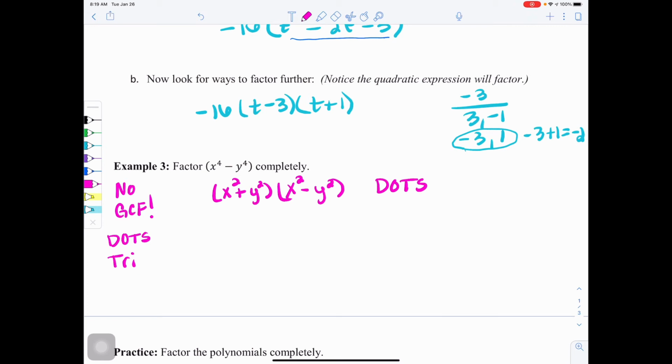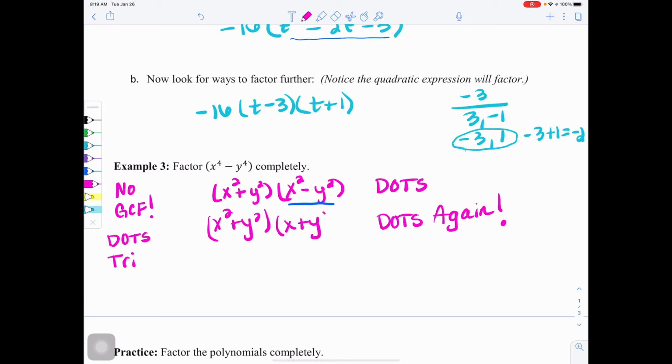Now when I look at this again, I still don't have any GCF. We know that from before. I don't have any trinomials. The first binomial, x squared plus y squared, is already in its final form. However, the second binomial is another difference of 2 squares. X squared and y squared are perfect squares and they have subtraction. So I actually need to do DOTS again. And that can happen. You can repeat the type of factoring. So we would end up with x squared plus y squared, and then x plus y and x minus y when we factor that from DOTS. And now that is my final factored form.